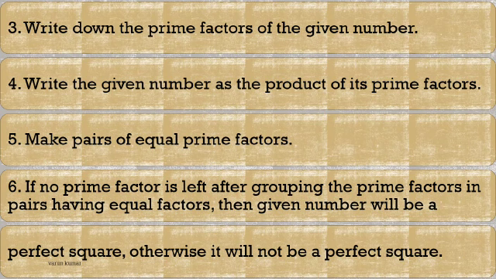Write down the prime factors of the given number. Write down the given number as the product of its prime factors. Make pairs of equal prime factors. If no prime factor is left after grouping the prime factors in pairs of equal factors, then the given number will be a perfect square, otherwise it will not be a perfect square.